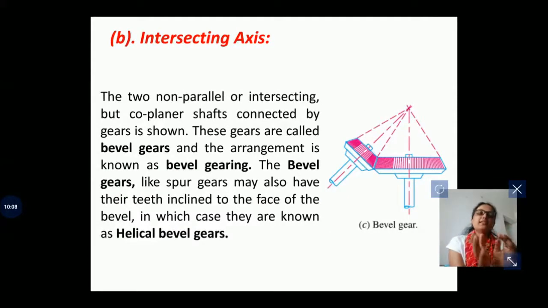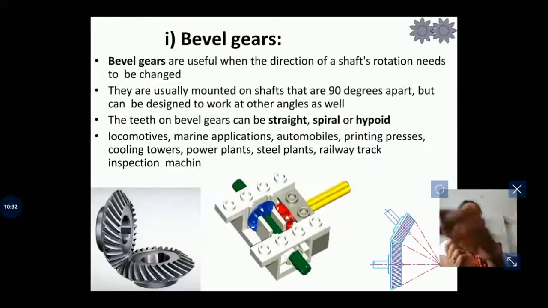Now the second category, when the position of the axes is intersecting each other. When two non-parallel and intersecting but coplanar axes are used, it is categorized as intersecting axis gear. And the best example of intersecting axis is bevel gear. Now see what is bevel gear.